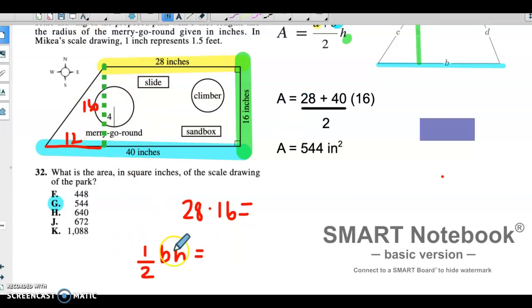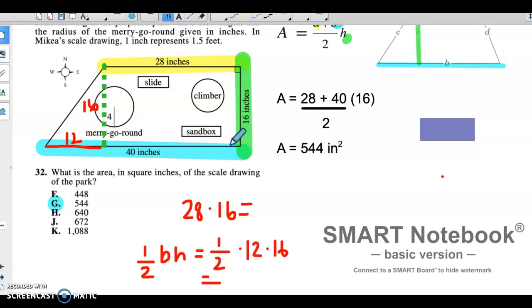So to find the area of the triangle, you would do 1/2 times the base, which is 12, times the height, which is 16. Then once you got an answer here, you would add it to what the answer you got for the area of the rectangle. And when you did that, you would still get the same answer of 544 inches squared.